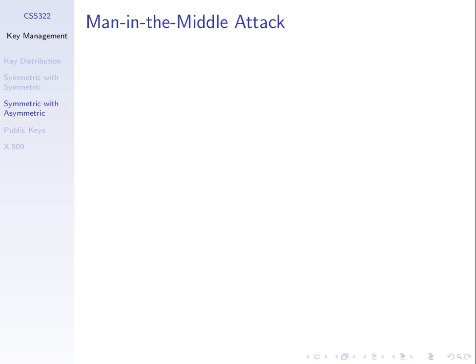So now you have a malicious user C or M or whoever you like to call them in the middle of A and B. See how they can intercept the messages and do something malicious so that they find the session key. And importantly, so that A and B don't know that they have the session key.